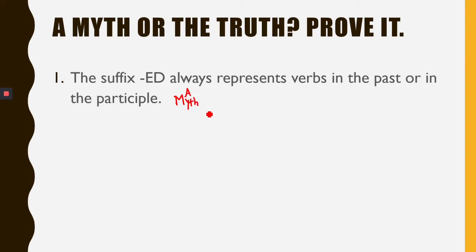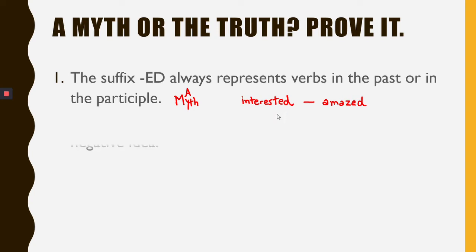It's a myth. Why? Because we also have words like interested or amazed, for example. Both words are not verbs, they are actually adjectives. If I'm amazed or if I'm interested in something, it's not a verb, right?